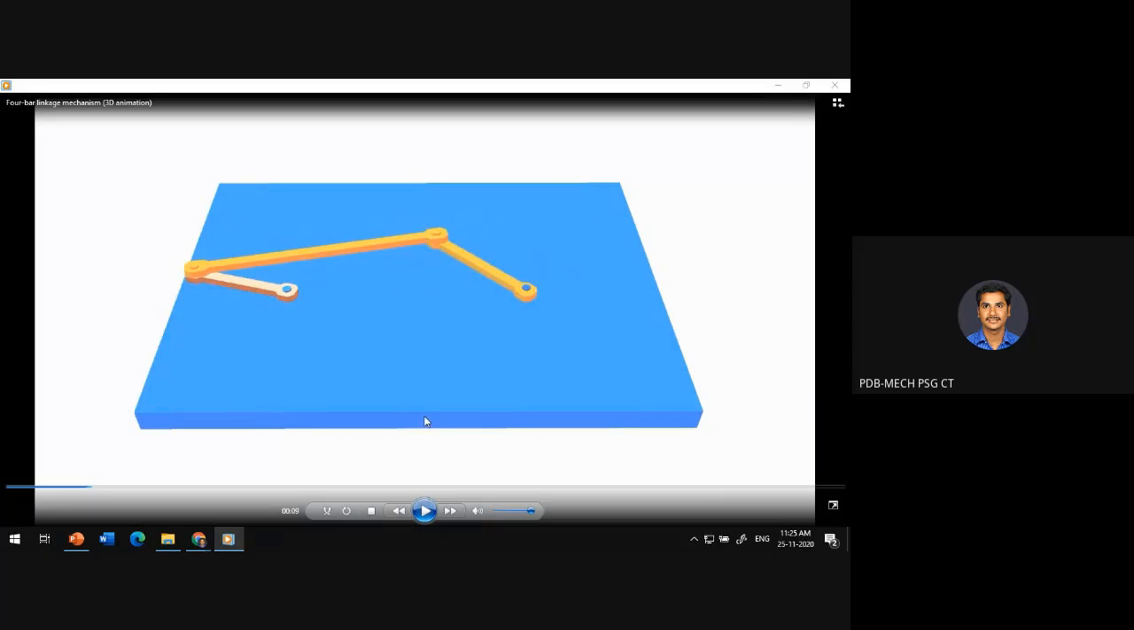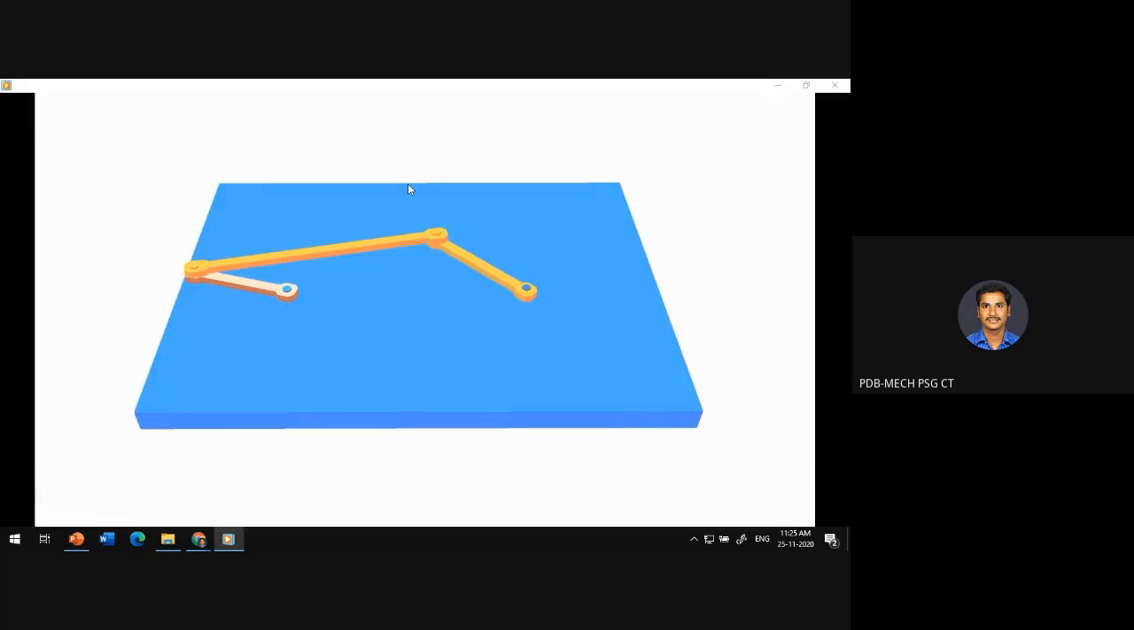Are you able to view the video? Yes, sir. This baby pink color is your crank, this is your coupler, this is your rocker, and the entire blue color is your frame. So the frame is connected with link 2, the crank, and also connected with the output link, the rocker.